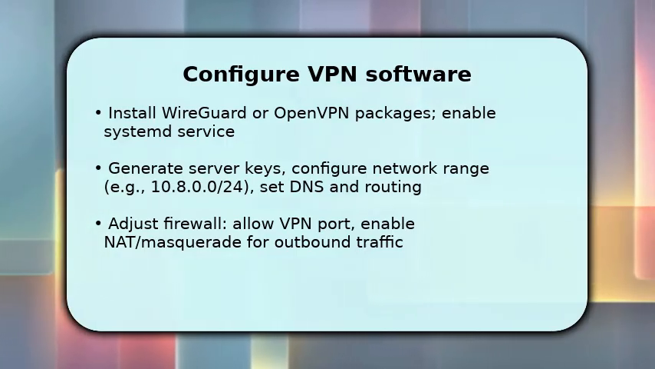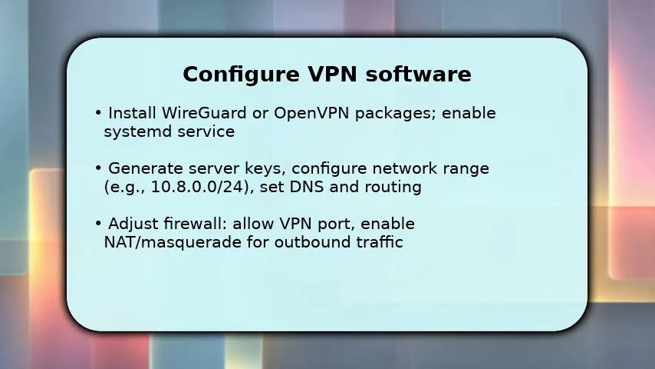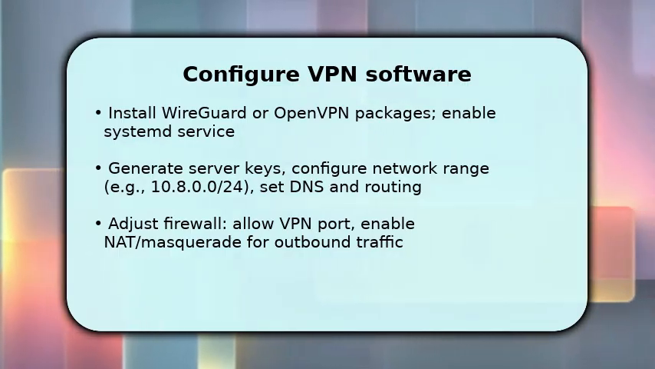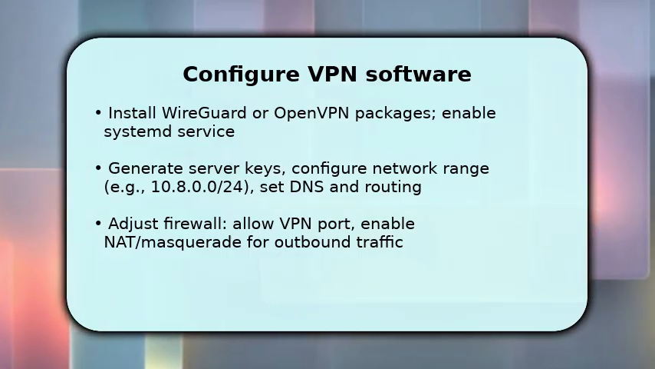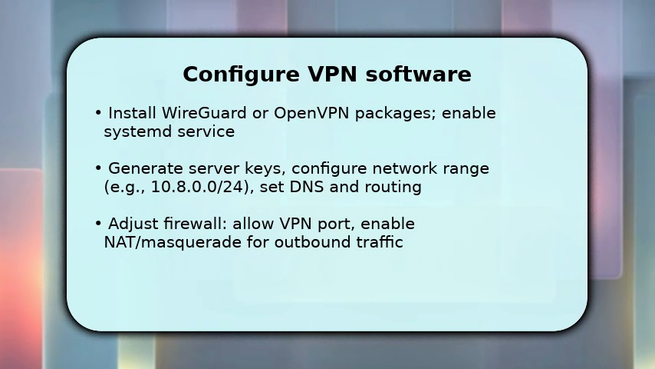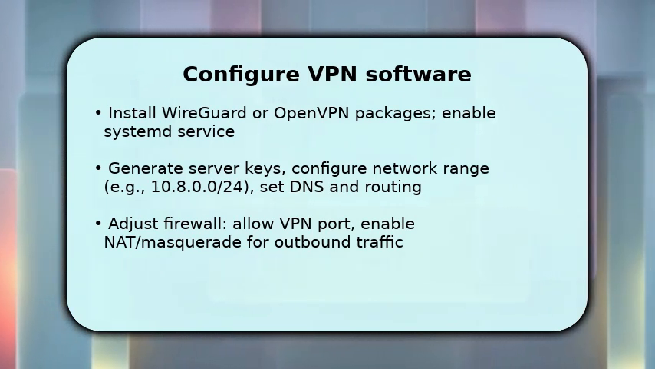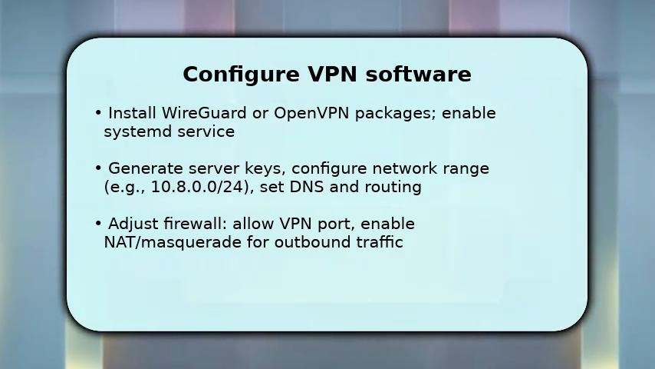Once configured, enable and start the service so the kernel loads routes and keys. Make sure to set the correct sysctl net.ipv4.ip_forward value and persist it. Then configure the firewall to permit the VPN port and apply masquerade so client traffic egresses correctly.